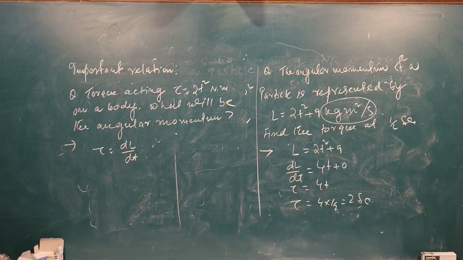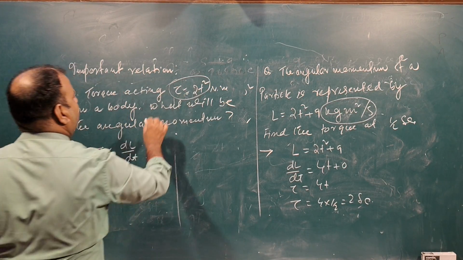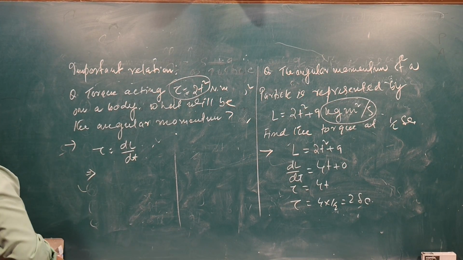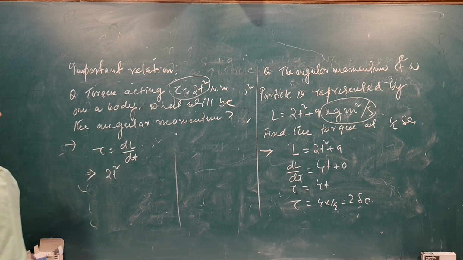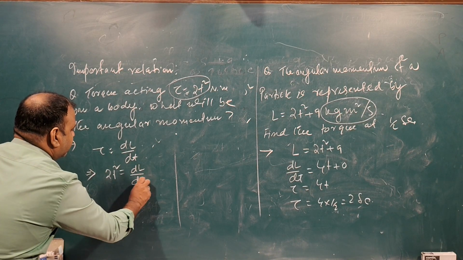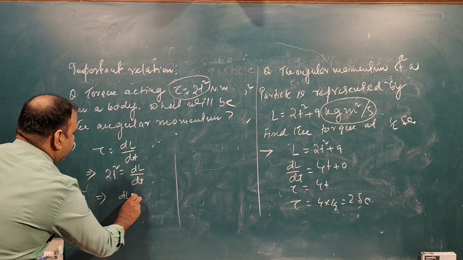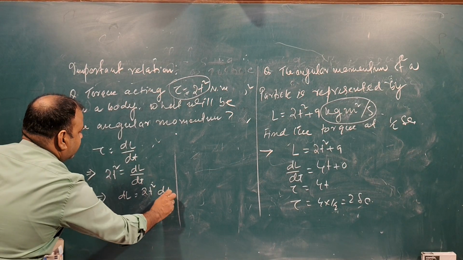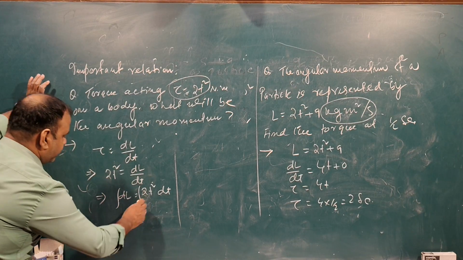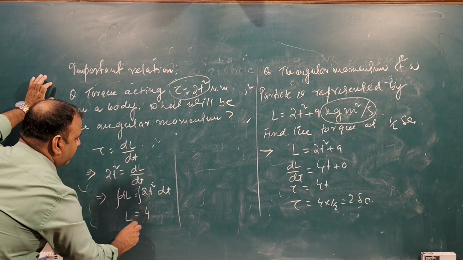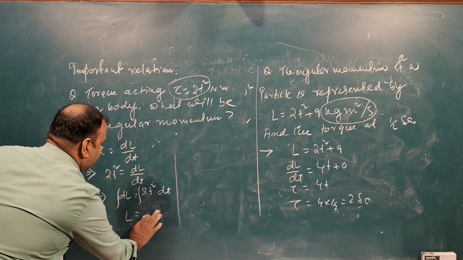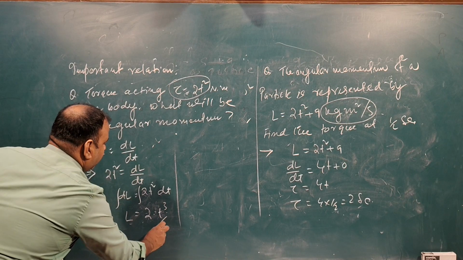Solution. In this case the value of torque is given. What is the value of torque? It is given as 2t² only, which is equal to dL divided by dt, which implies dL is equal to 2t² dt. In this case integrating both sides. After integration we can write L is equal to 2 outside and t³ by 3.